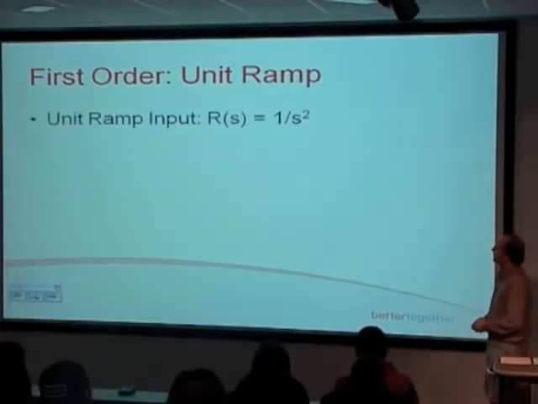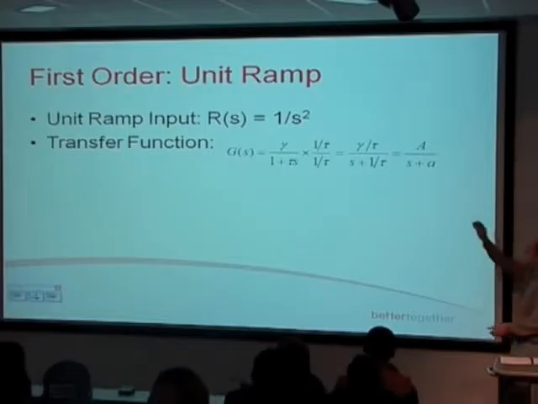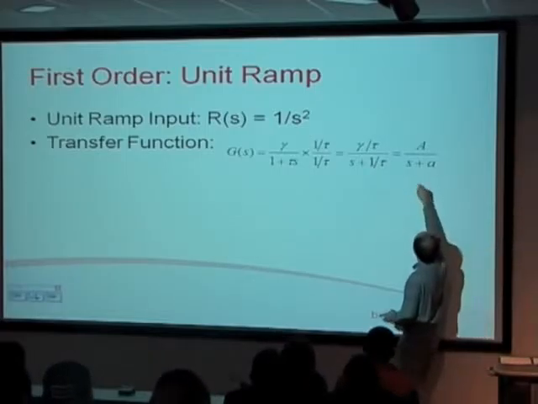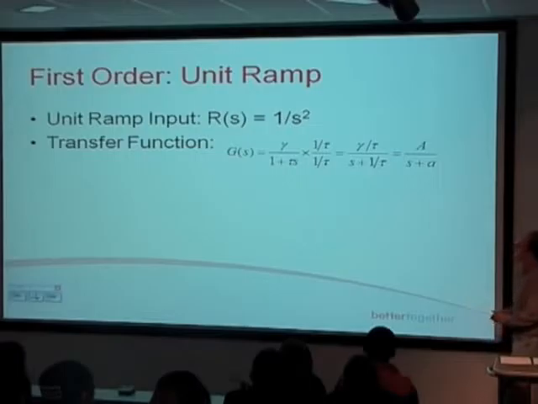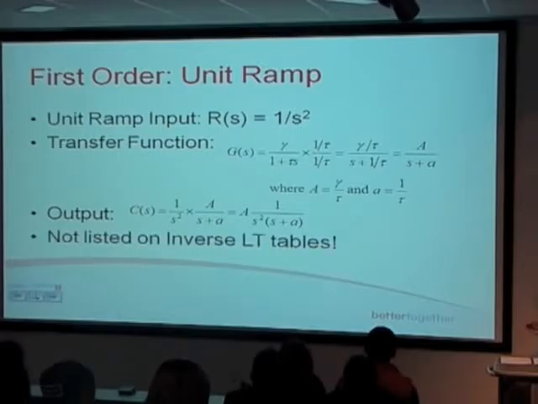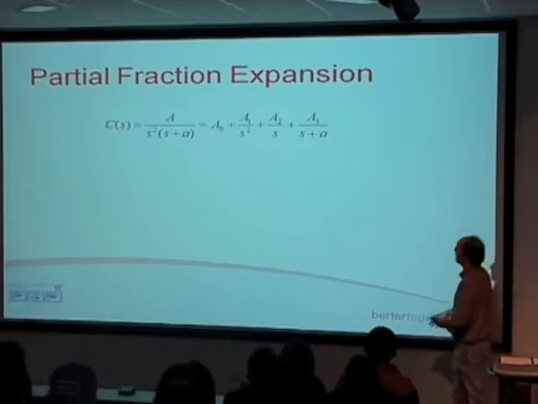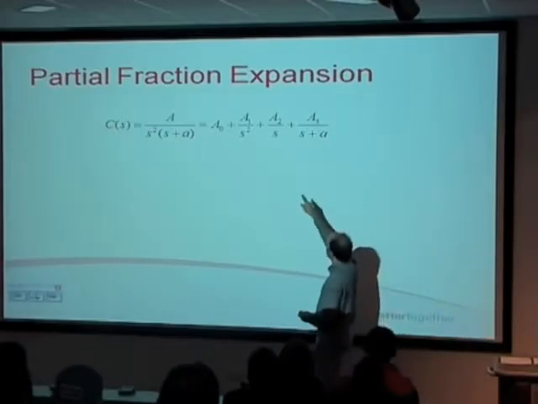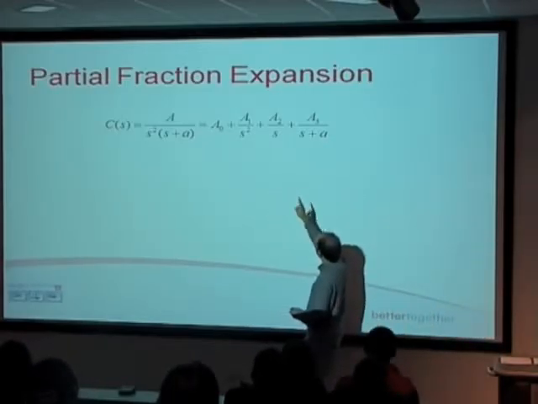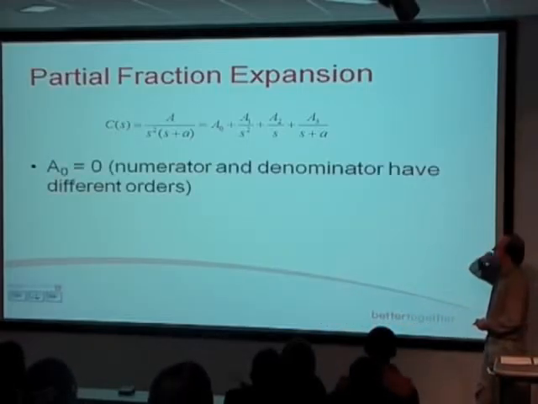What about a ramp input? Let's use a unit ramp. The transfer function, again, I've rearranged it to put it in this sort of form. I multiply by 1 upon s squared. And I won't go through the maths this time. It's not listed on the Laplace transform table, so again, you expand it out. If you've got an s squared, you must have the 1 upon s as well.